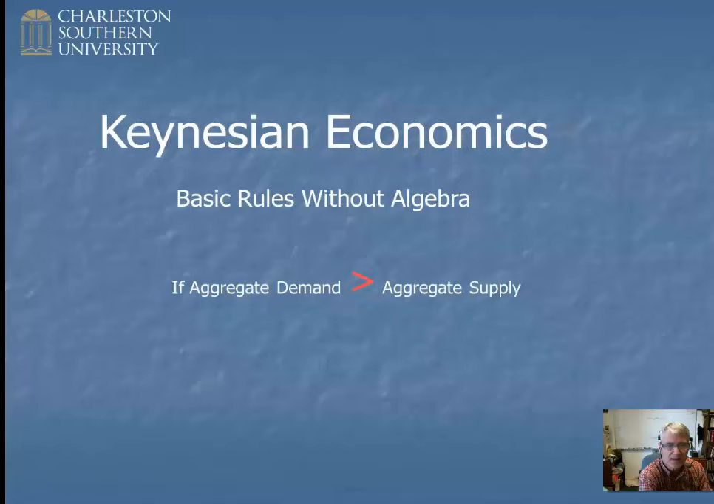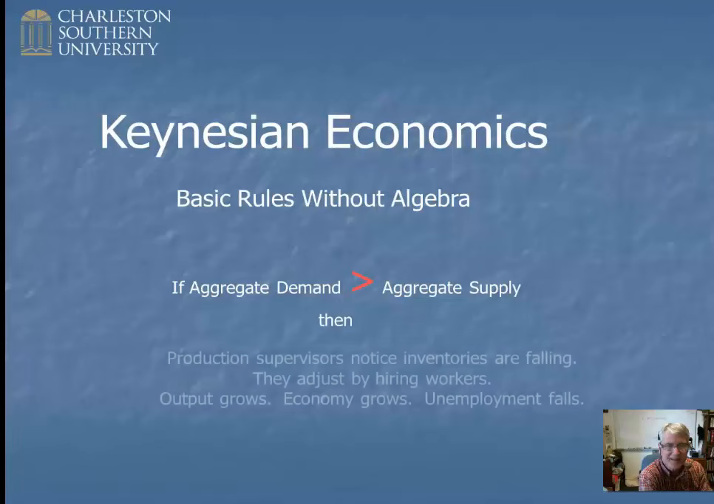First, if aggregate demand is greater than aggregate supply, then production supervisors all through the economy notice that inventories are falling because we're producing stuff faster than we're selling it, and so it's drawing down our inventories. And in the Keynesian model, they adjust by hiring workers. Output then grows, the economy grows, and unemployment falls. Keep in mind that somebody who stands against the Keynesian model would argue that it's just as likely that prices would rise, and that's true. But in the Keynesian model, anytime something is out of equilibrium, adjustment always occurs in output.